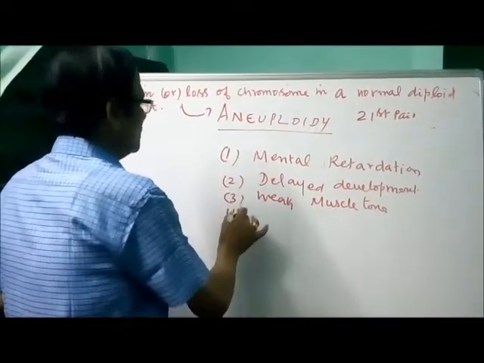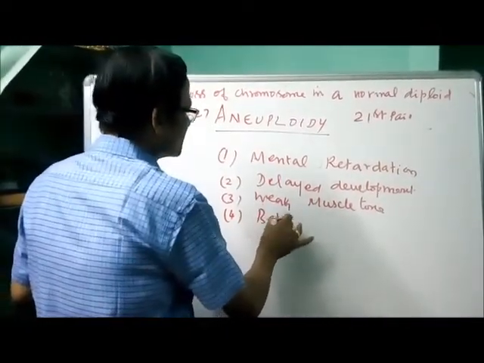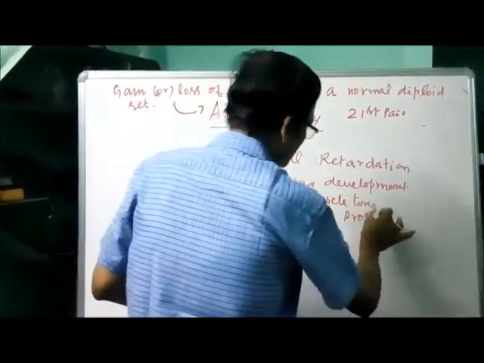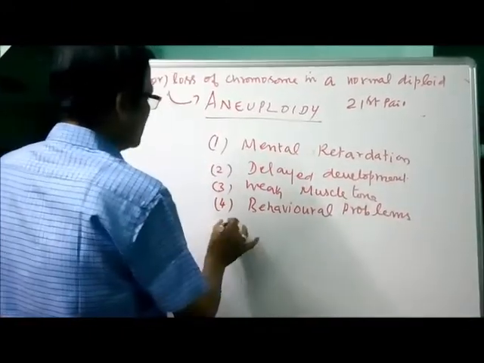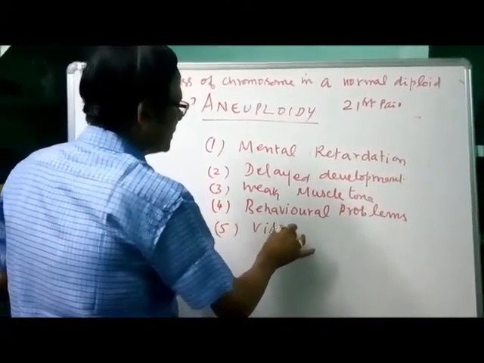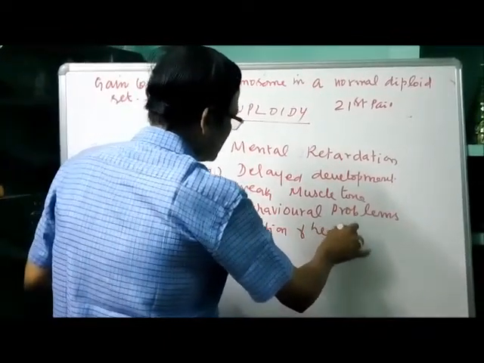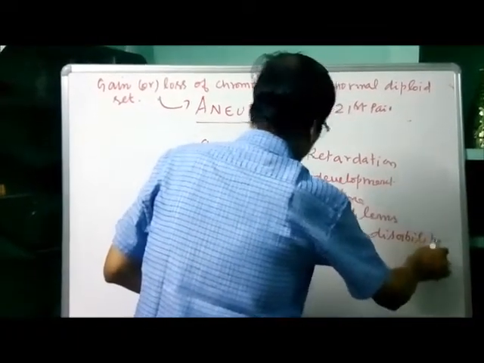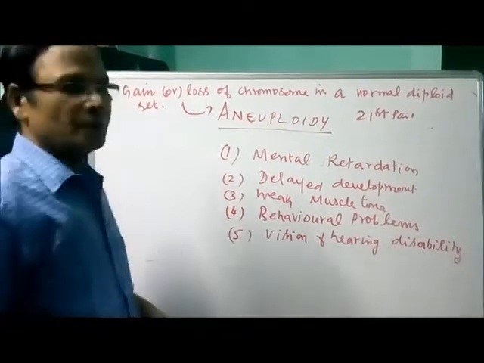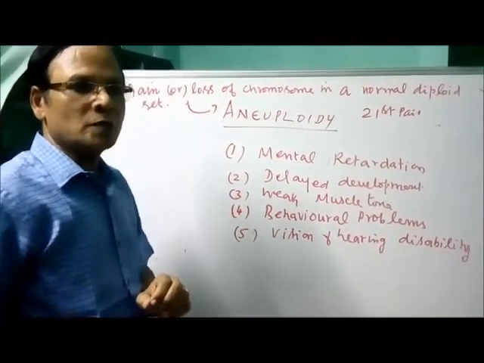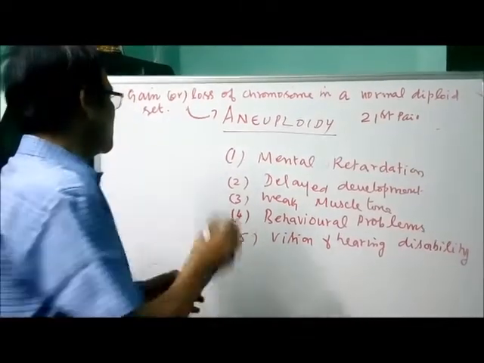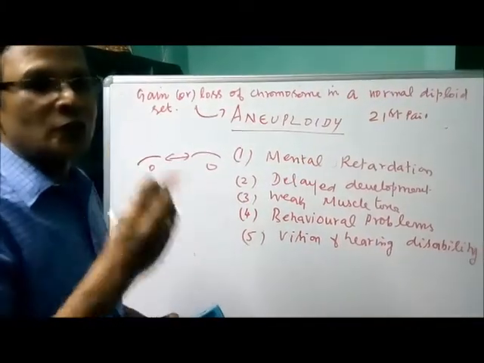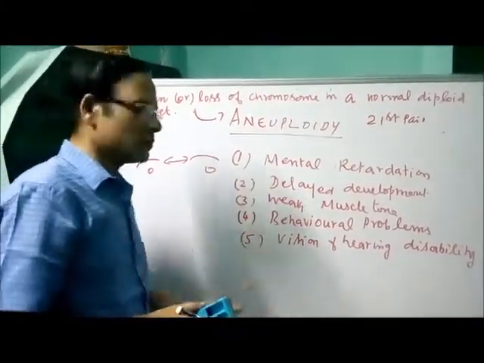Then we normally have some behavioral problems. And vision and hearing disability. The tongue is protruding out. The mouth is kept constantly open. The space between the eyes is longer. Flattened nose, etc. Only 5 symptoms are given in the book.